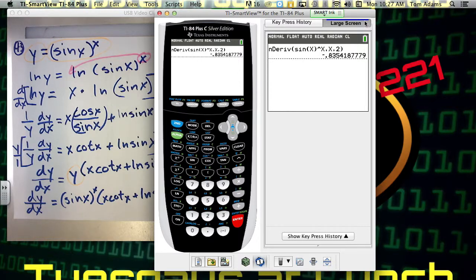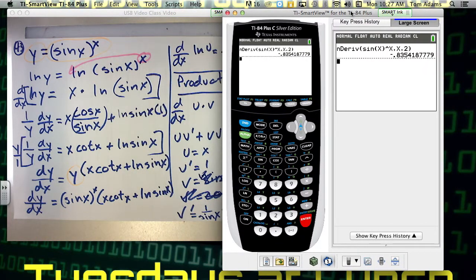Right after you raise it to the x, then what's that like dot? It's a comma. Oh. It's a comma, which is this button right here on your calculator.